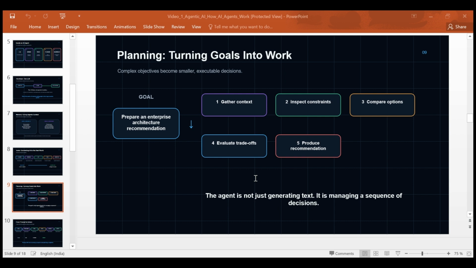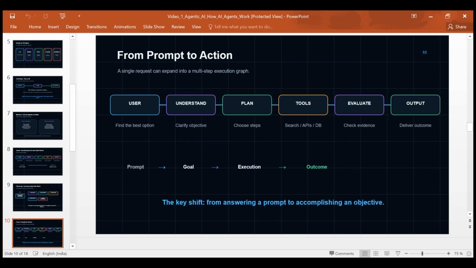The important point is that these intermediate steps do not necessarily have to be explicitly written by a human as a rigid workflow. The agent can reason about the objective and determine an appropriate sequence of actions, subject to the instructions and constraints we provide. So this is one of the major differences between deterministic automation and agentic execution. The system is not merely following a fixed script; it is making a bounded decision about how to accomplish the objective.